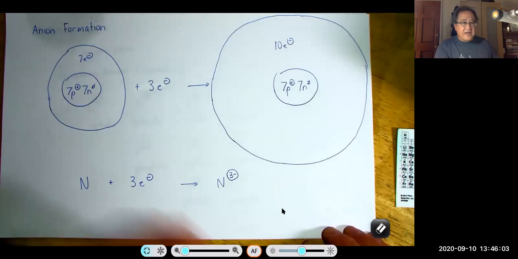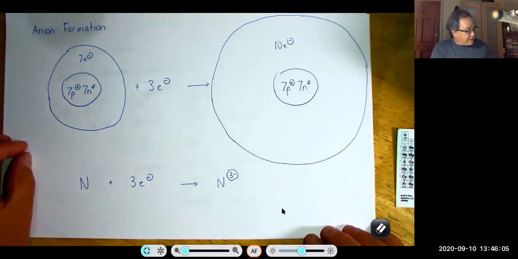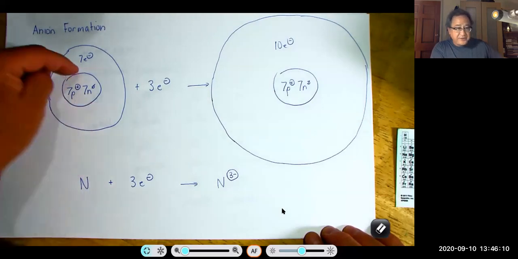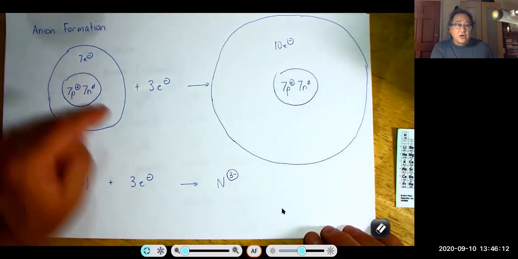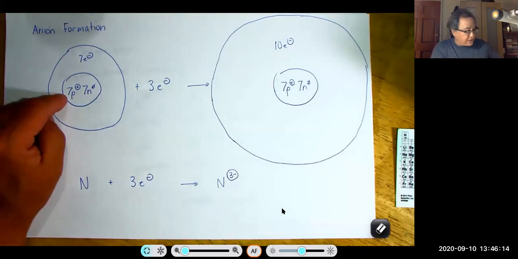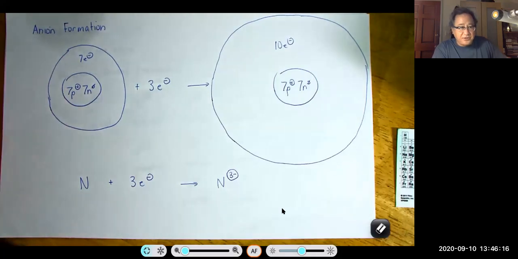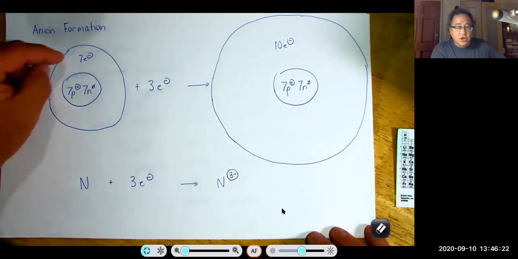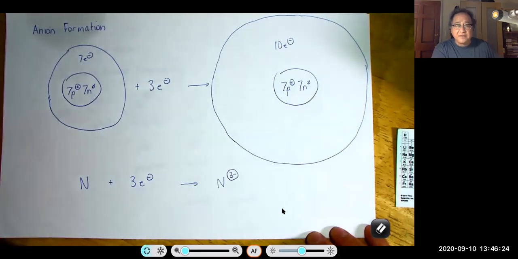So this is anion formation. So here I have 7 protons and 7 neutrons and 7 electrons. Remember, neutrons have no charge. Protons have a +1 charge. Electrons have a -1 charge. Now, the total amount of charge in the nucleus is +7. The total amount of charge outside the nucleus is -7, which adds up to 0, a neutral atom. And here it is. With 7 protons, we're talking about a nitrogen atom.